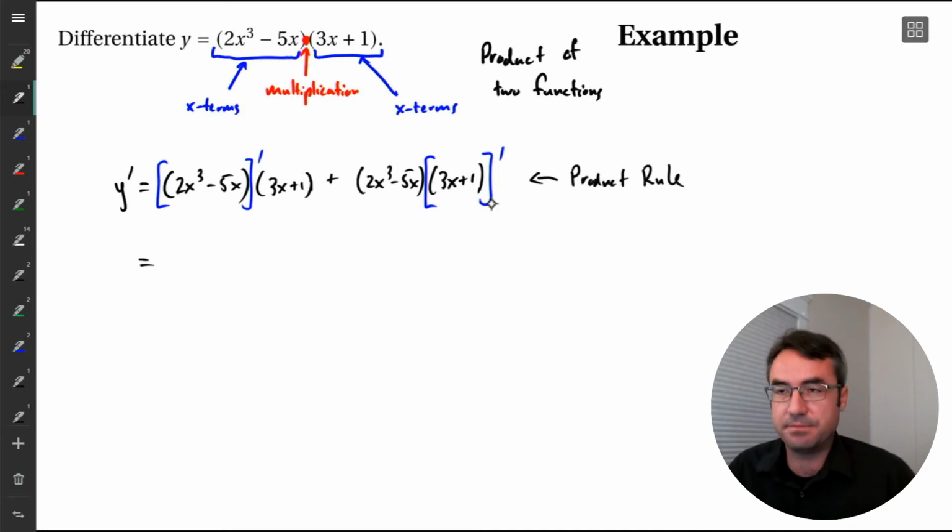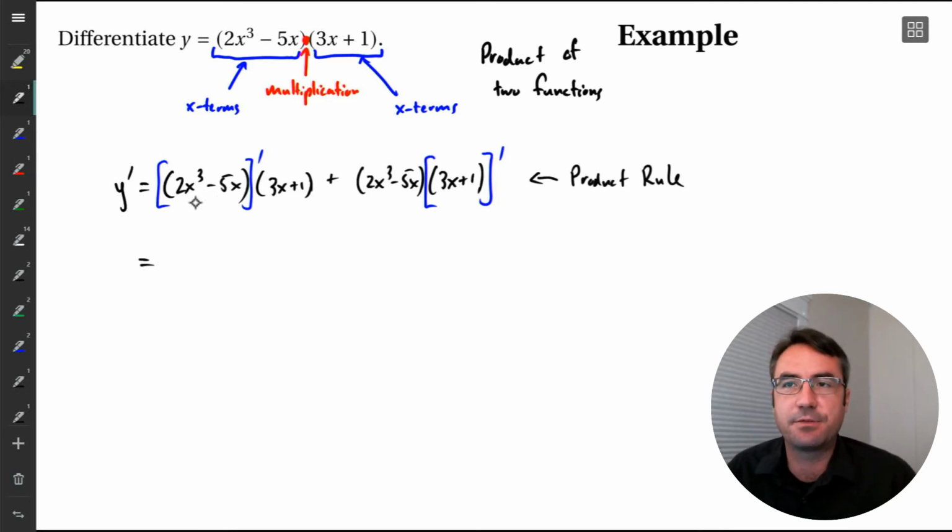We're not done. We still have some derivatives to do. So we keep going until there's no more differentiation. We have to differentiate the terms inside these brackets, and this is something we can just do. These are polynomials. We can just use the regular power rule and sum rule and all of that.